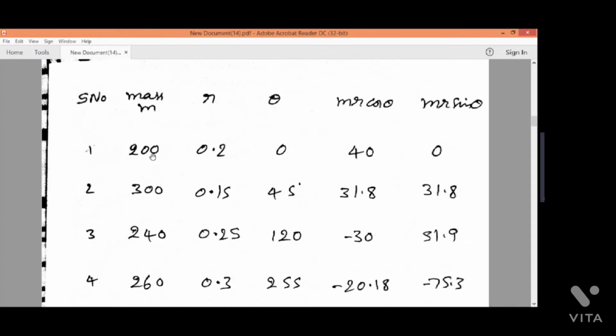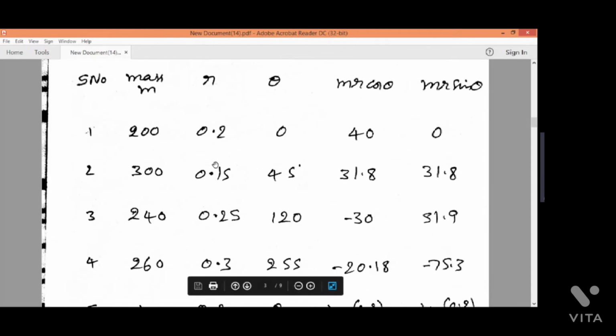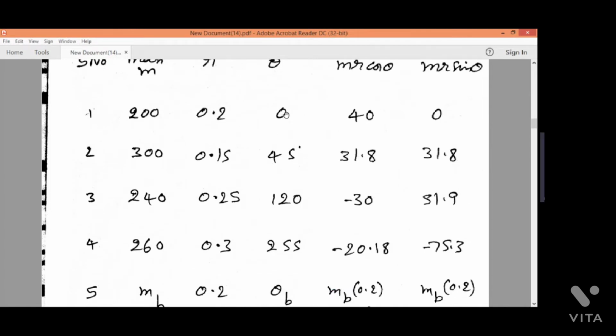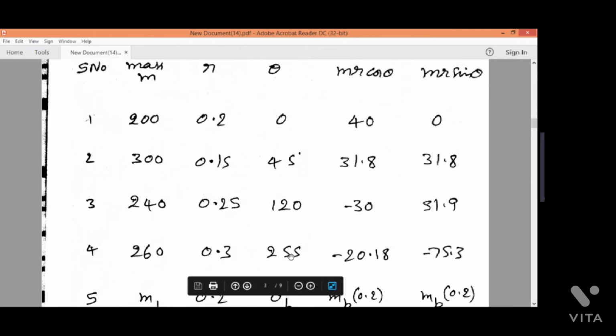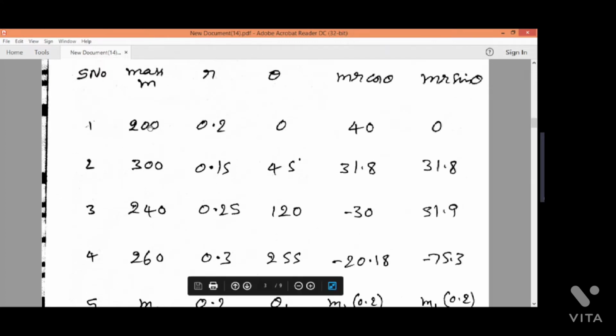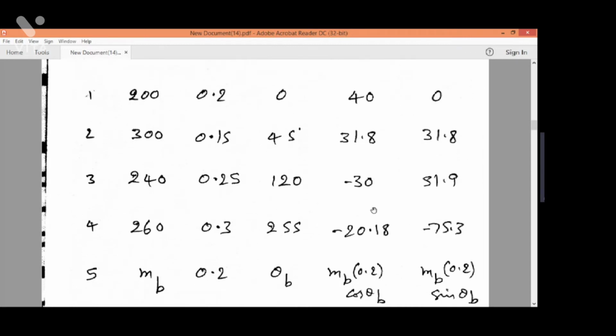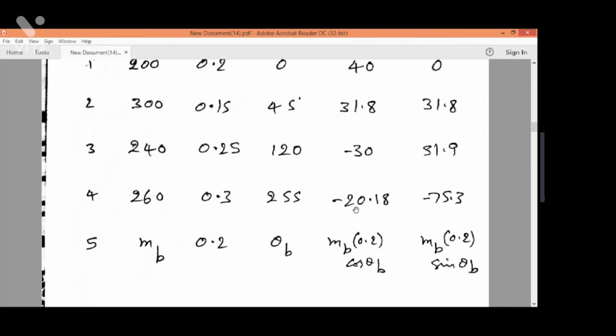So when I fill the table with all the masses, the radii of rotation, observe the angles here. For 1, because I have taken it as reference, the angle is 0, and then all the remaining angles. Then the horizontal component, m r cos theta, 200 or 0.2 cos 0, you will get the value as 40. Similarly m r sin theta for the first mass, 200 into 0.2 into sin 0. Like that you can calculate all the parameters, all the horizontal components and vertical components.